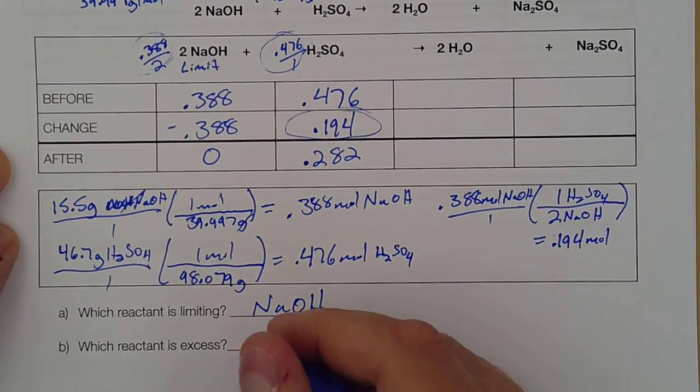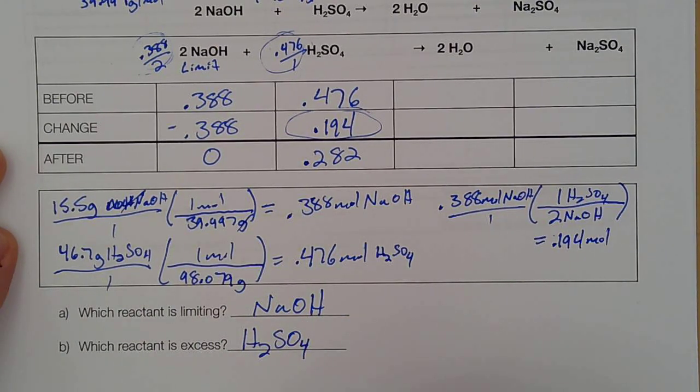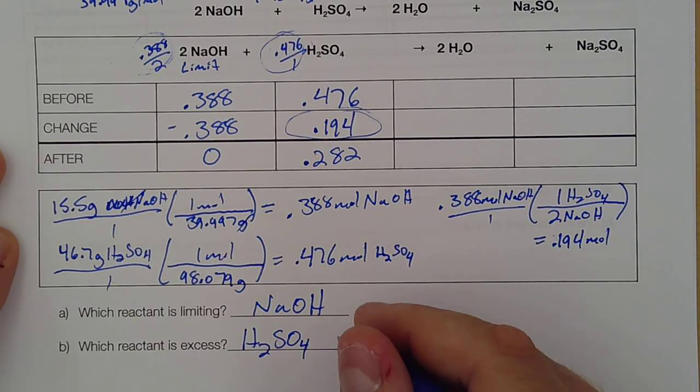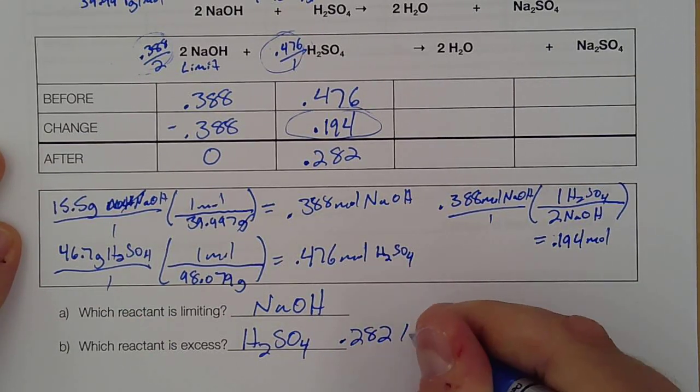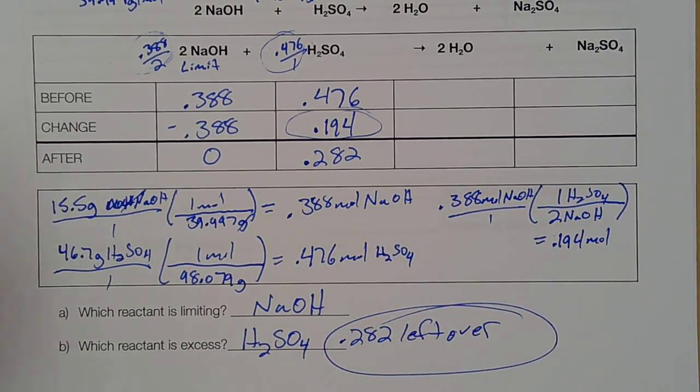And which one is in excess? That is the H2SO4. I have an excessive amount. I have a lot of it. I have too much, right? And that's because I have 2.282 left over, which ends up being your answer.